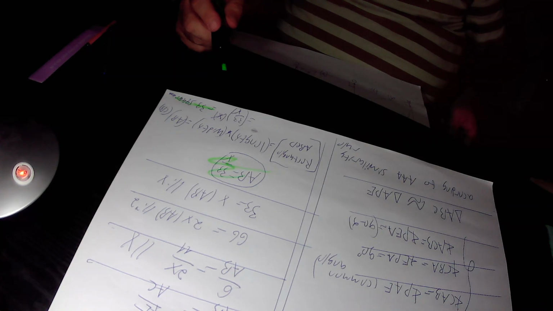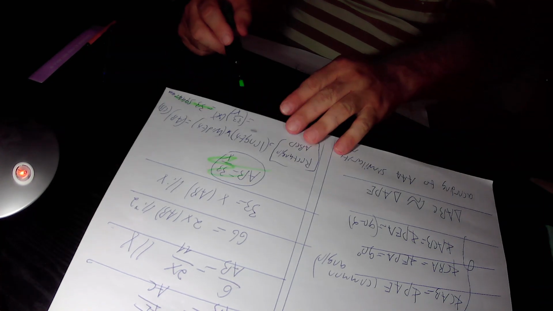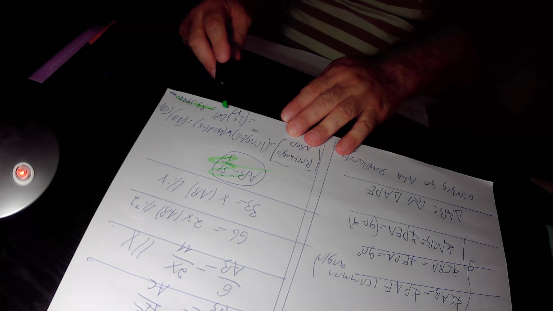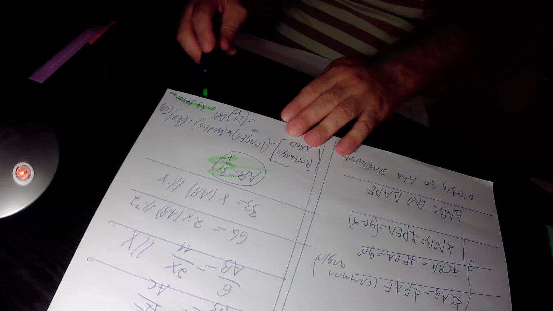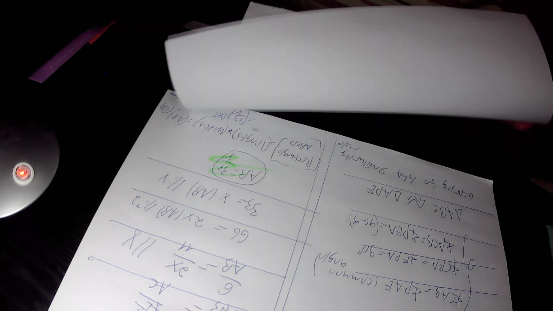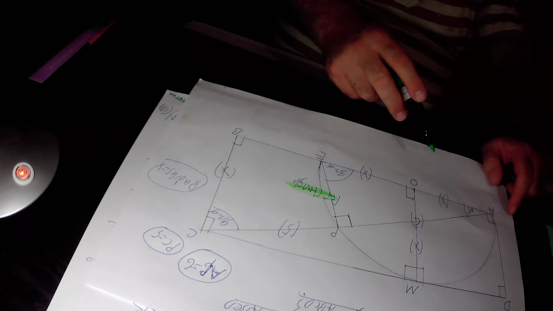So in total we found out that the area of rectangle ABCD equals 33 over x times x. We have x in the numerator and x in the denominator, so x will get cancelled, and we are left only with 33. So we found out that the area of this rectangle ABCD is equal to 33 square units.